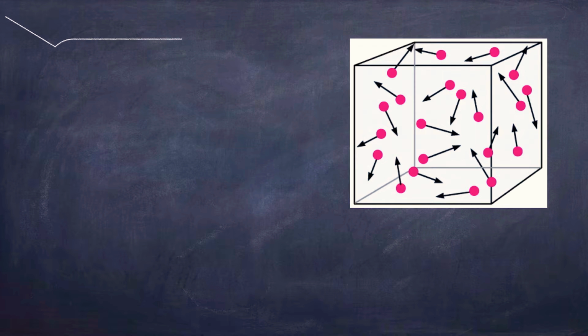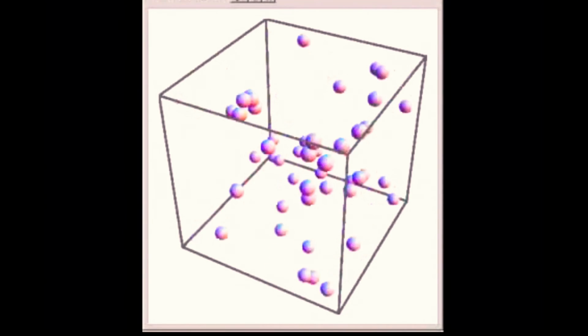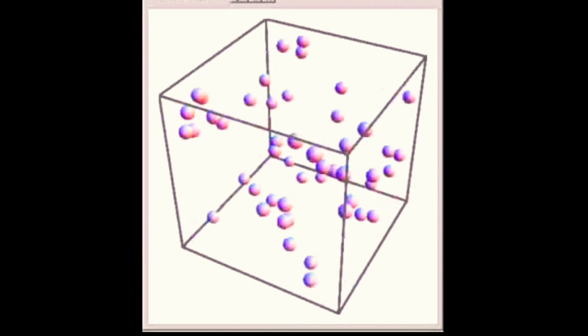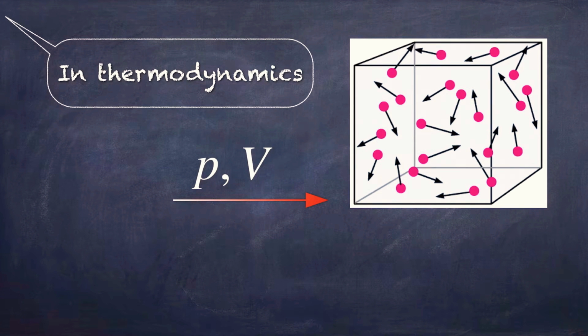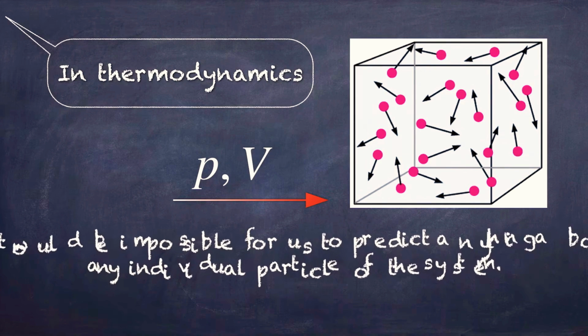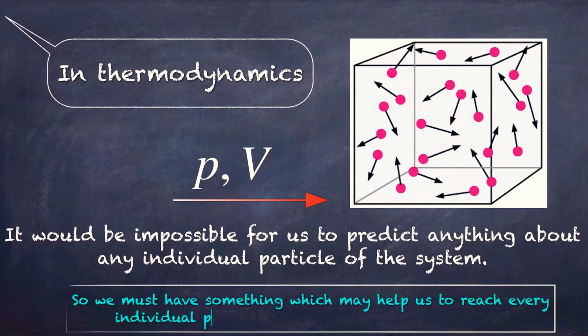In thermodynamics, it has many applications. For the basic quantities pressure and velocity, you cannot observe individual particles to calculate them. To calculate pressure and velocity, we have to use probability. It would be impossible for us to predict anything about an individual particle of the system. So we must have something which may help us to reach every individual particle by observing the whole system.